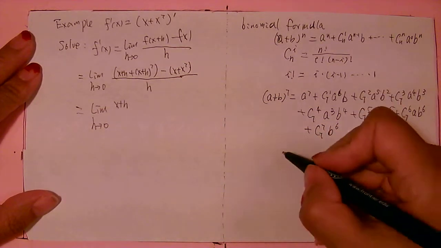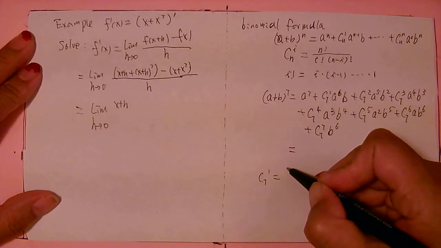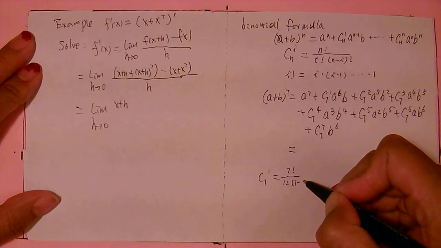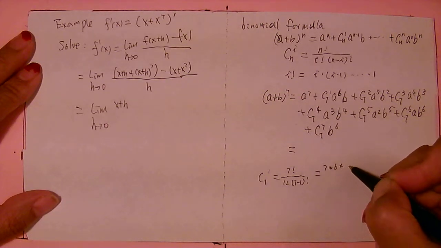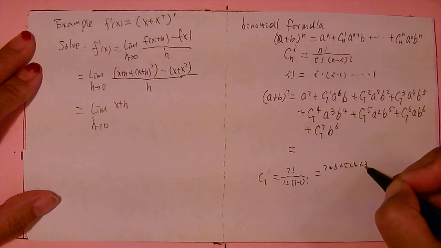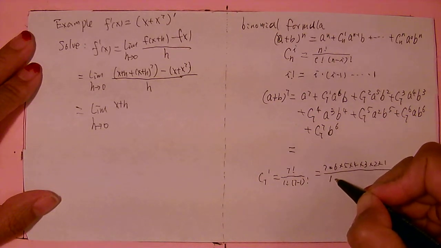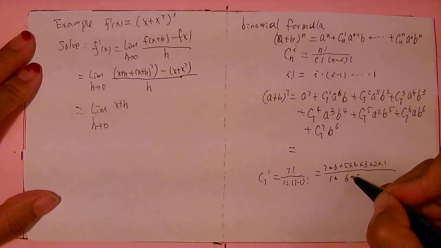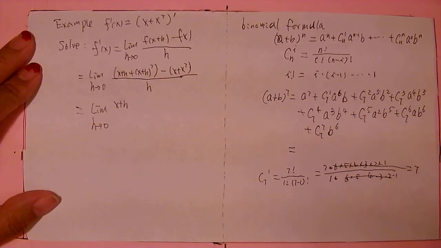Okay, so let's write this out. What will C(7,1) be? That means 7 factorial divided by 1 factorial times (7-1) factorial. So that will be 7 times 6 times 5 times 4 times 3 times 2 times 1 divided by 1 factorial, which is 1, times 6 times 5 times 4 times 3 times 2 times 1. Cancel this out. Now you're going to get a 7.